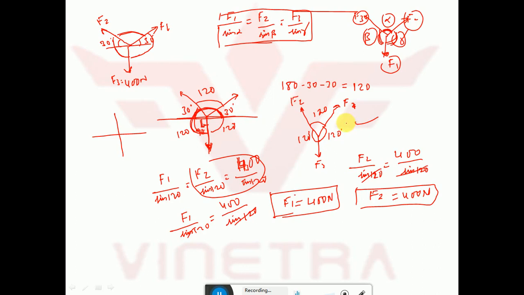So in the next problem we shall see another problem. Another two to three problems we will solve on equilibrium. Once we are well versed with the solutions or numericals of equilibrium and Lami's theorem, we will go to the problems on free body diagram.